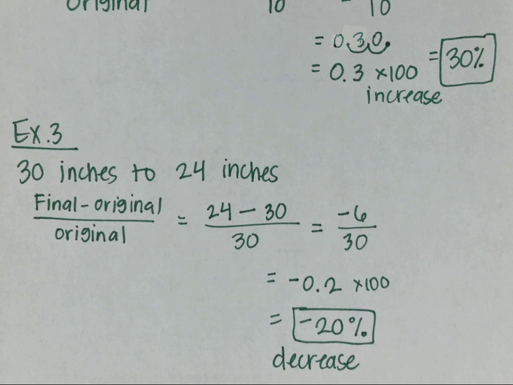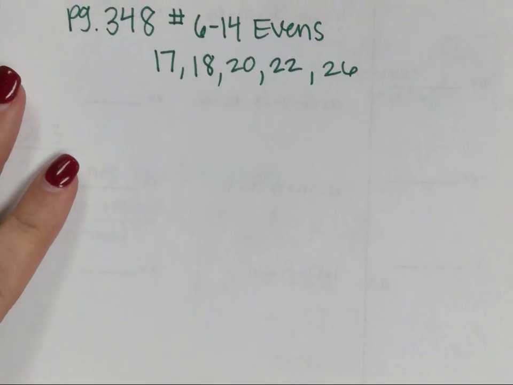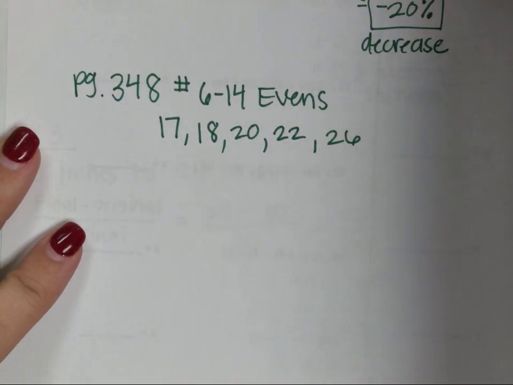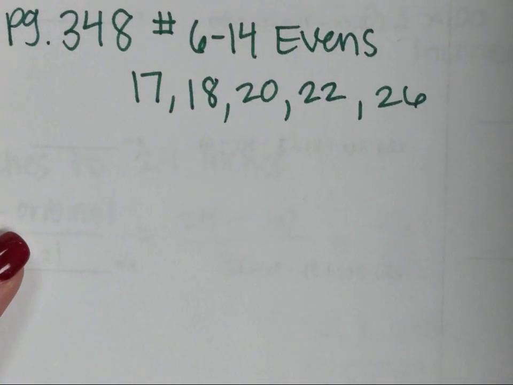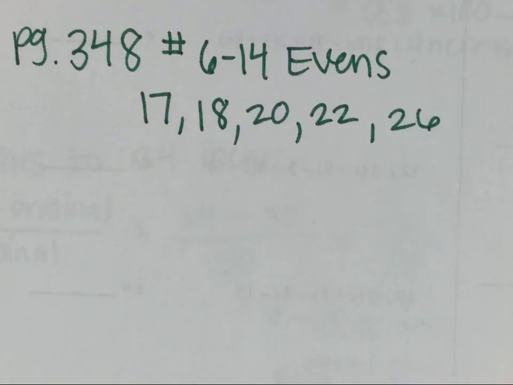Okay. So, your homework today is page 348, numbers 6 through 14 evens. And then number 17, 18, 20, 22, and 26. So it's 10 problems. It shouldn't take you too long. So go ahead and get started. You've got about 10 minutes to work on it before we go to lunch. Oh, about 15 minutes.